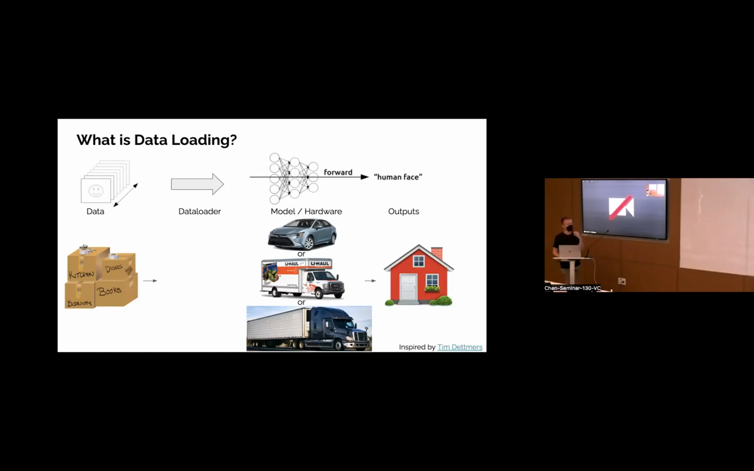So you have different constraints in terms of how many boxes you can take at a time. You have different speed characteristics of each vehicle. Like you have a sedan, you can move quickly, but only a couple boxes at a time. Versus a semi-truck, you have really high throughput. You could take a lot of boxes all at once, but you'll go really slow. And then the data loader is kind of like the moving crew that you hire to help you move the boxes from the house into the vehicle.